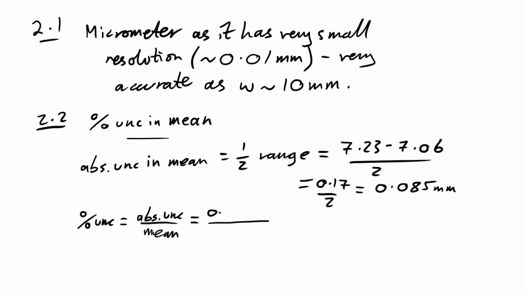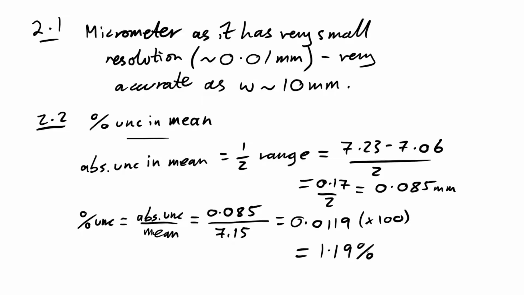Okay, and then to get the percentage uncertainty, that's just going to be the absolute uncertainty divided by the mean. So that's our 0.085 divided by our mean. What's our mean going to be? All we do is add up all the values, then divide by 5 because there are 5 values. So I get a mean of 7.15. So that gives me 0.0118. Just round that up to 9. But then we times that by 100. That gives us 1.19%.